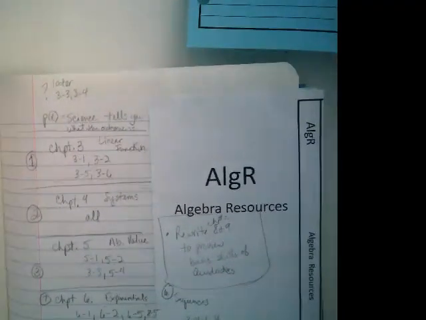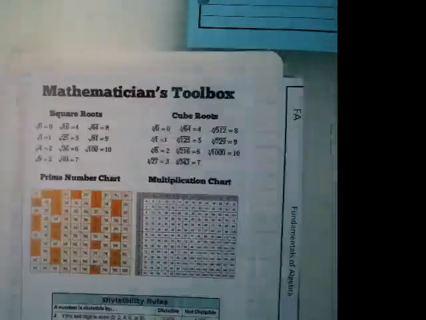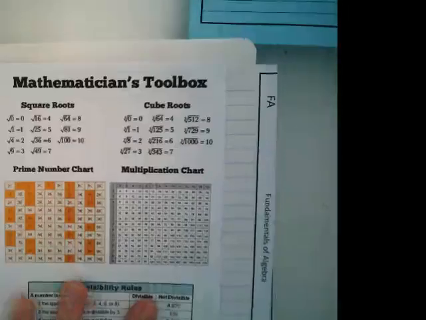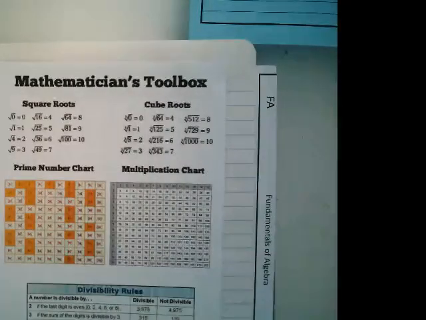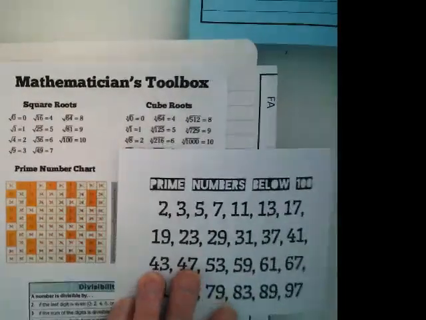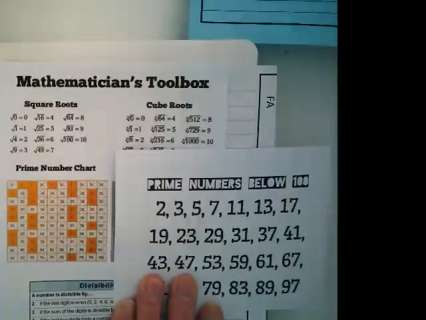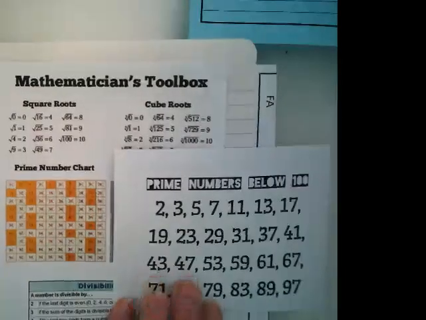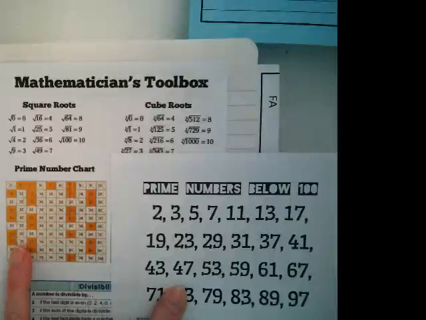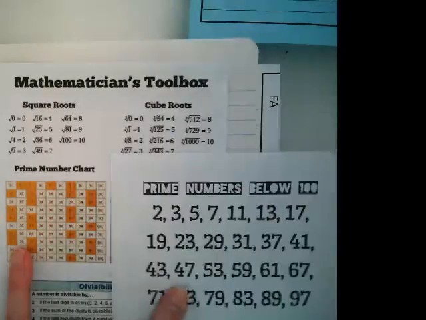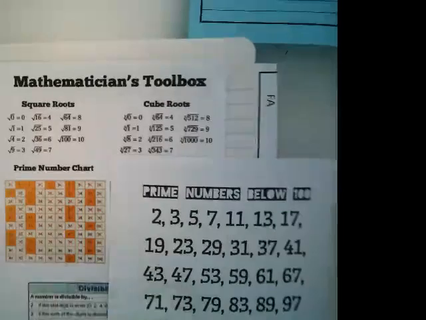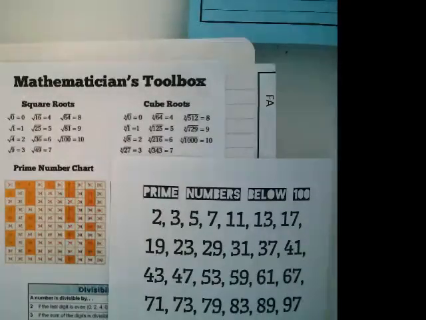Okay. I'd like you guys to open up your notebook to one of the very first things that we put in here, the mathematician's toolbox. I'm giving you today, we'll be gluing this into the section of our notebook, a list of prime numbers below 100. These two lists are the same. They're just formatted differently. I want you to take a look at the numbers that are there and just think to yourself, what do you notice about the numbers? We'll discuss in a moment.